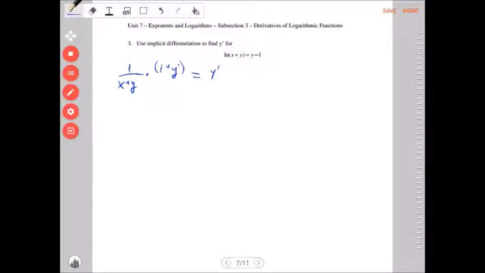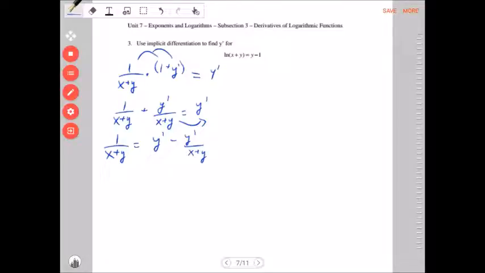Okay, so coming up from here, this part will just distribute. So you end up with 1 over x plus y prime over x plus y equals y prime. Now remember, this was way back in Unit 3. We did implicit differentiation, so the two y primes we want on the same side. Okay, so y prime minus y prime over x plus y. So you factor out the y prime, and you get 1 minus 1 over x plus y.